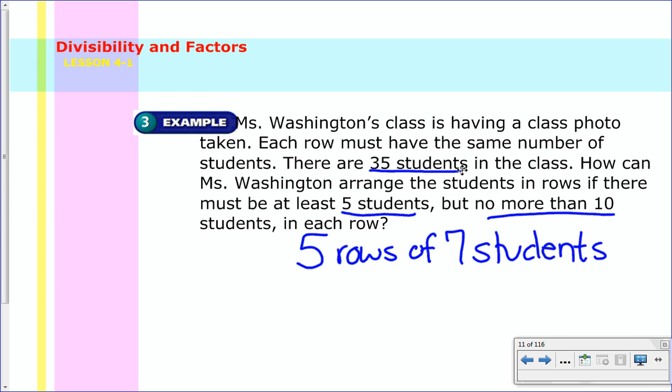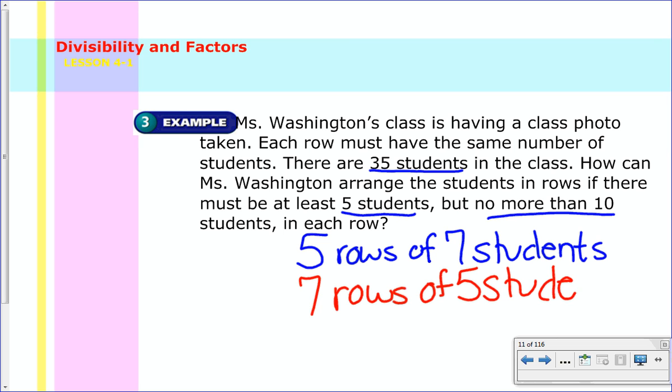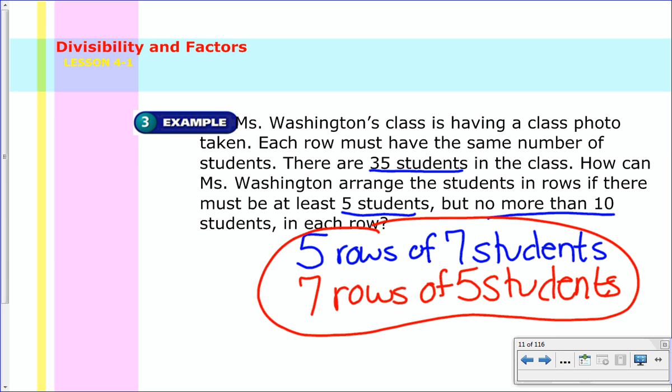All right, so we're going to take a look at this one. Well, we can do 5 rows of 7. However, this one's tricky because we can actually switch it. We can do 7 rows of 5 students because 7 times 5 is still 35. But this is different, 5 rows of 7 or 7 rows of 5. And now I'm trying to think of other factors of 35, and all I come up with is 1, 5, 7, and 35. So these are your 2 answers. There we go.